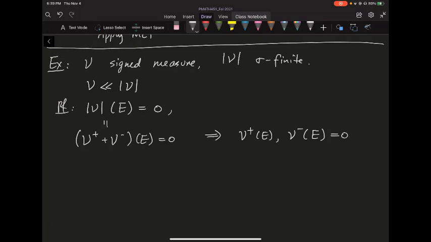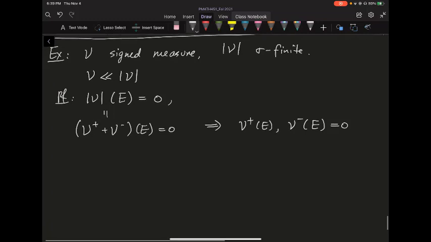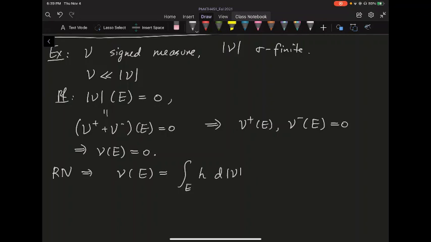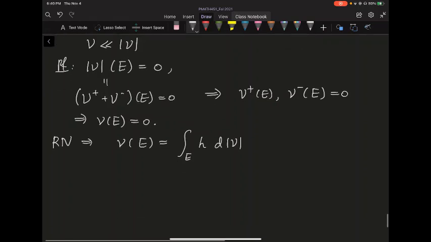Okay, so that's the only way you can have their sum equal to 0. All right, so that just implies that nu of E is equal to 0. Okay, so that's really easy. So the Radon-Nikodym derivative tells you that nu of a set E is just equal to the integral of some, let's say H, integrated over E of d of the absolute value of nu. So this is basically what the Radon-Nikodym derivative tells us.